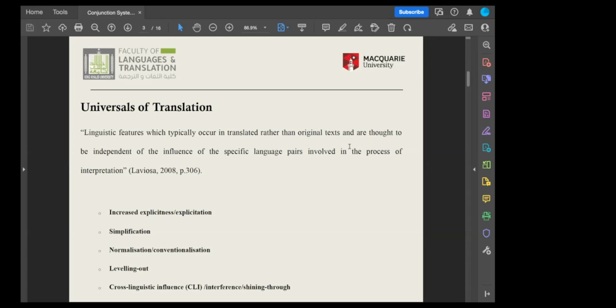But on the other hand, positive transfer or positive interference can be defined as an increase in the frequency of features which do exist in the target system and can be used anyway, such as in my study, that the notion of the conjunction system is already used in both languages, in English and Arabic. And there's some kind of change in the frequency, either increased or decreased. This is actually a positive or covert cross-linguistic influence.